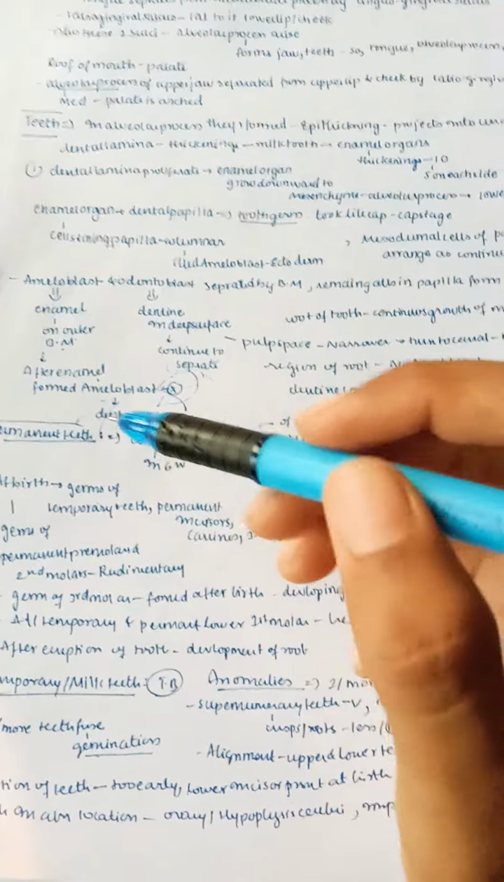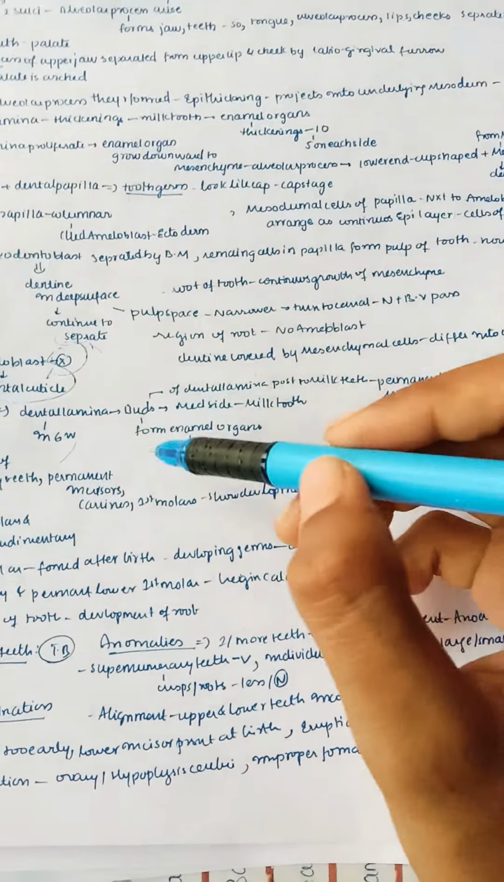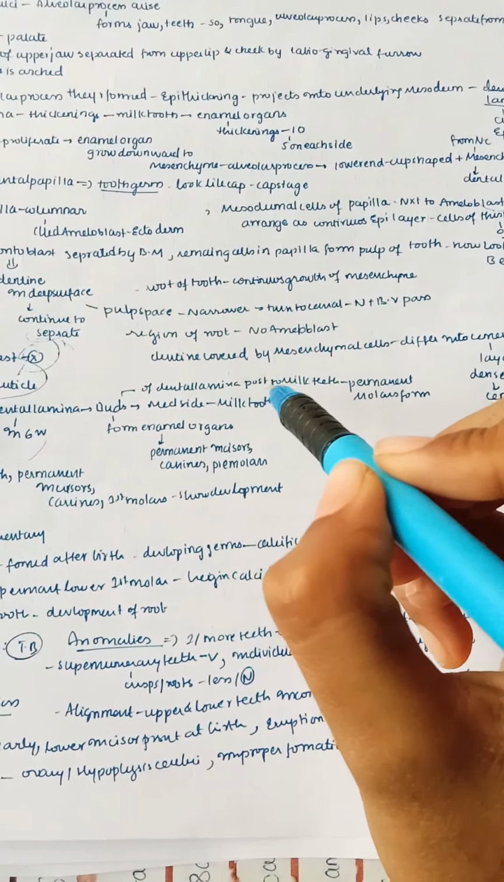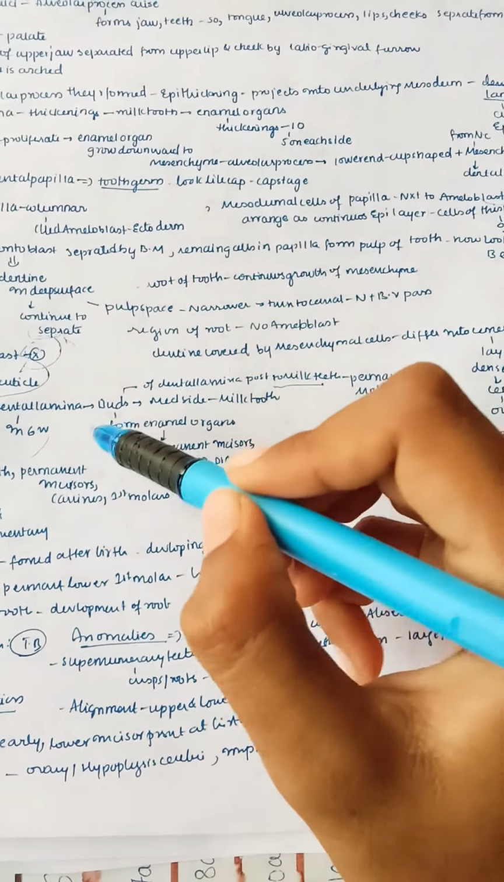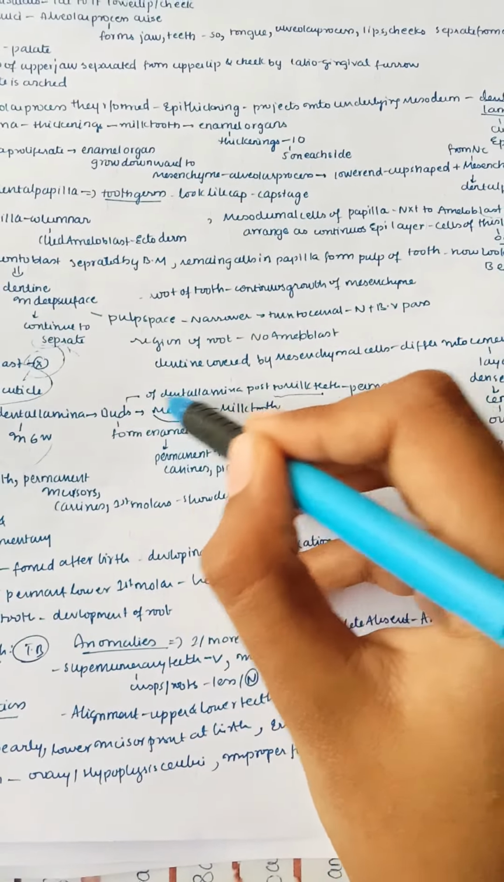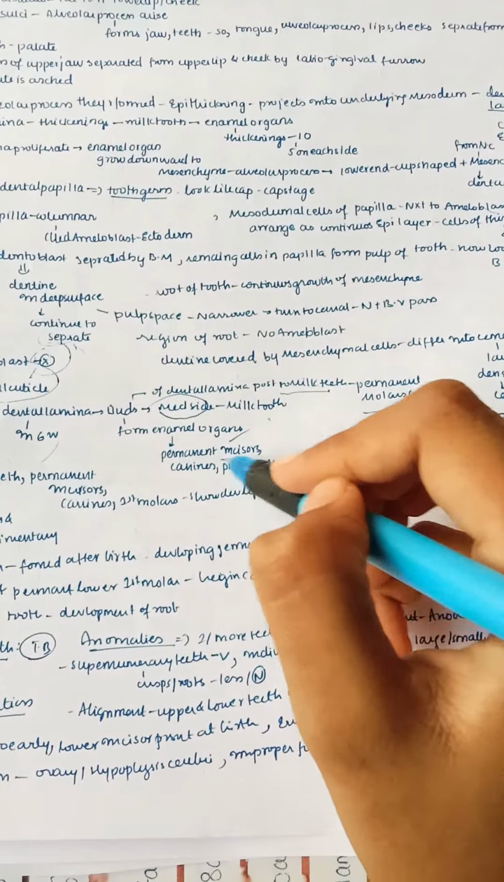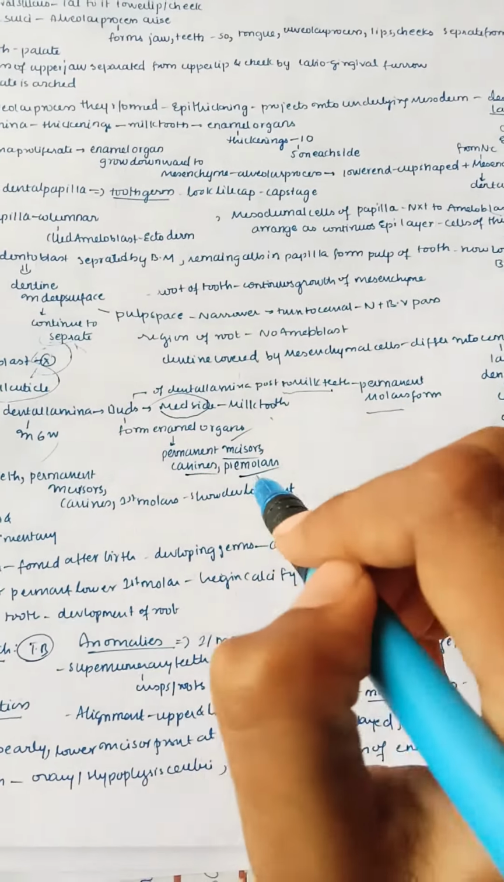Next, coming to permanent teeth. For permanent teeth, you have the dental lamina. In the 6th week it forms buds of the dental lamina. Posterior to the milk teeth it forms some buds, and those are permanent. Molars are formed, but it also forms on the medial side of the milk tooth, and buds form enamel organs. Permanent incisors, canines and premolars are formed.